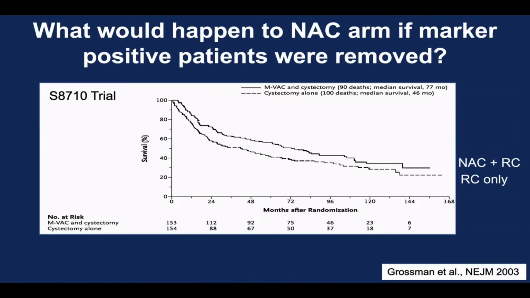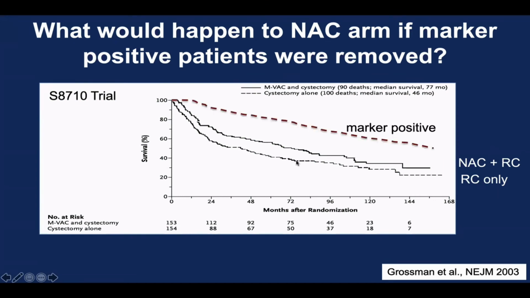And so it's interesting to ask, this is the SWOG trial, SWOG 8710, that has really established neoadjuvant chemotherapy in our practices. And if you were able to apply a biomarker to this, what would it do to outcomes? In the top, we have patients who had chemo followed by cystectomy, and the bottom are the patients who had cystectomy alone.